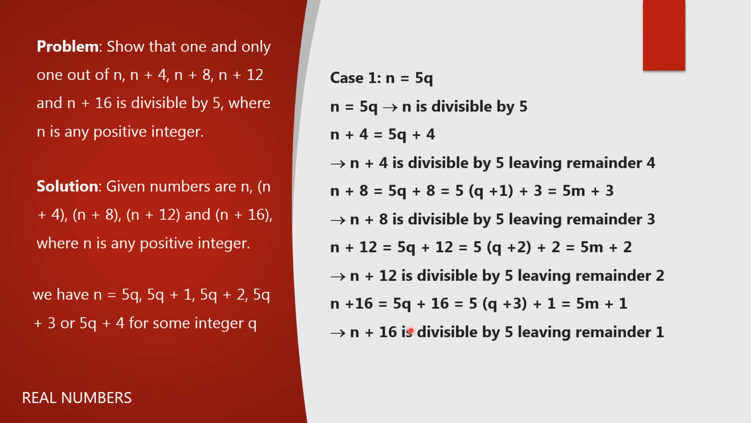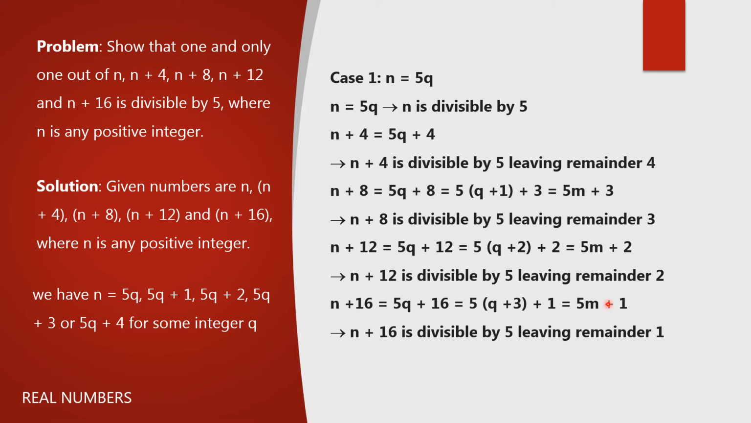Now go for n plus 16. N is 5q, as we have taken in case 1. 5q plus 16 is more than the divisor. 16 I can write as 15 plus 1. Now from 5q and 15 I can take 5 common: 5 into q plus 3, plus 1. Now it looks like 5m plus 1, where m is q plus 3. So n plus 16 is equal to 5m plus 1. I can write that n plus 16 is divisible by 5, leaving remainder 1. As the remainder is 1, n plus 16 is not divisible by 5.